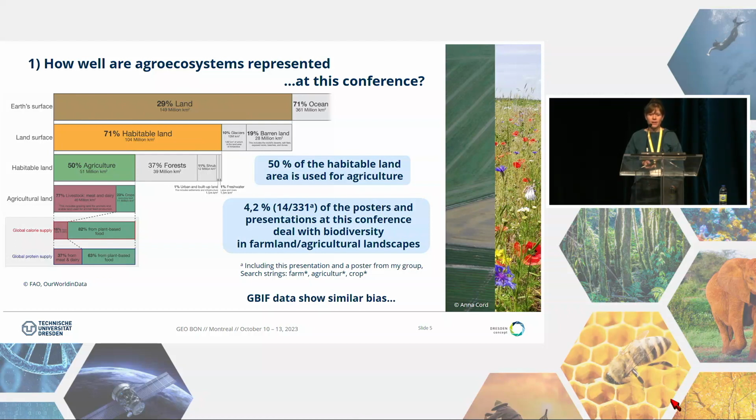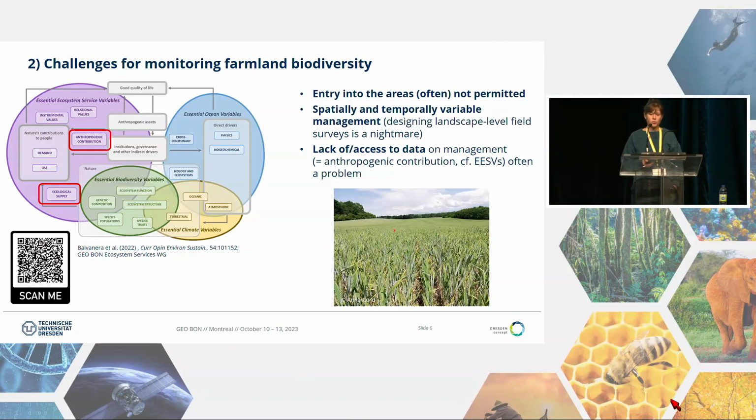More seriously, we see similar biases in the GBIF data. That's something we're currently looking into in my group as well. So why is it that so few people study agroecosystems? Maybe it's because they look really boring. They are not so boring if you look into the details. Or maybe it's just very hard to do research in agroecosystems, which is true.